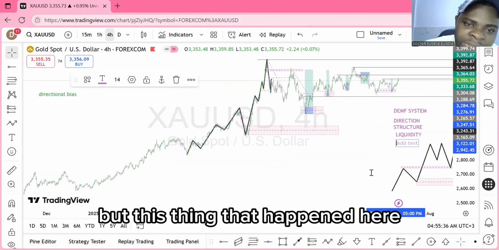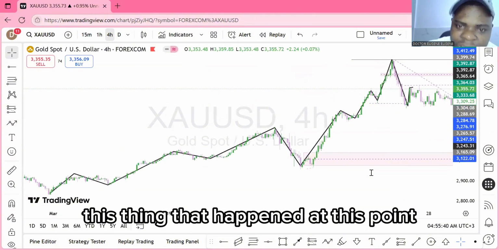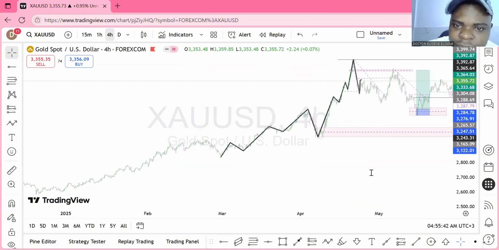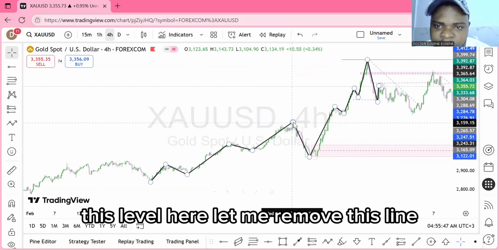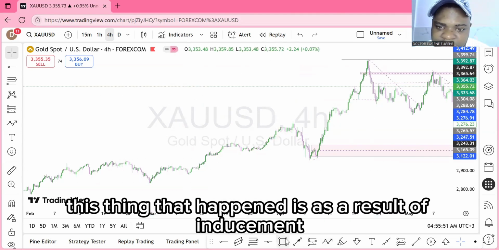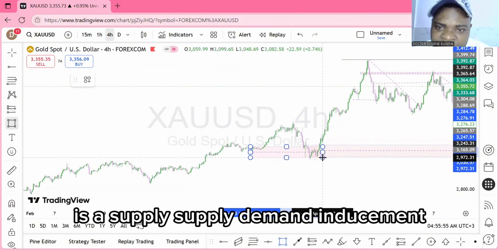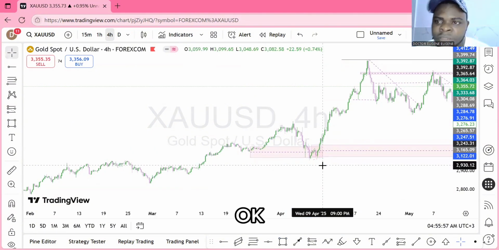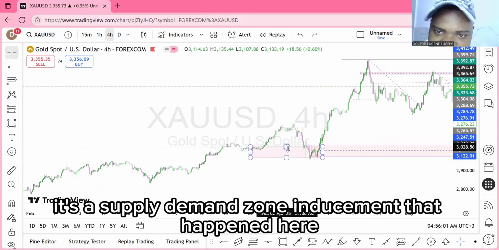But this thing that happened here is as a result of inducement. This thing that happened at this point is as a result of inducement. This level here. Let me remove this line. This thing that happened is as a result of inducement. It's a supply demand inducement. It's a supply demand zone inducement that happened here.